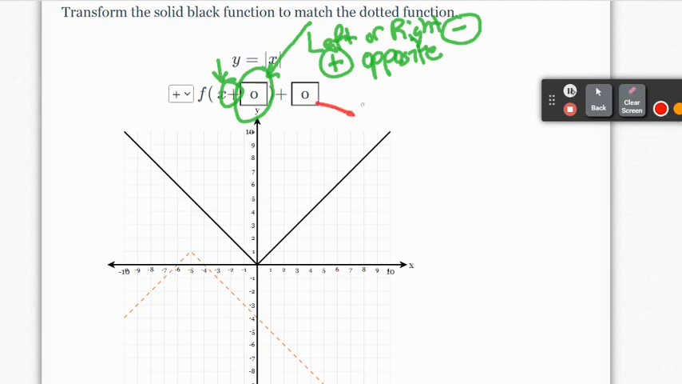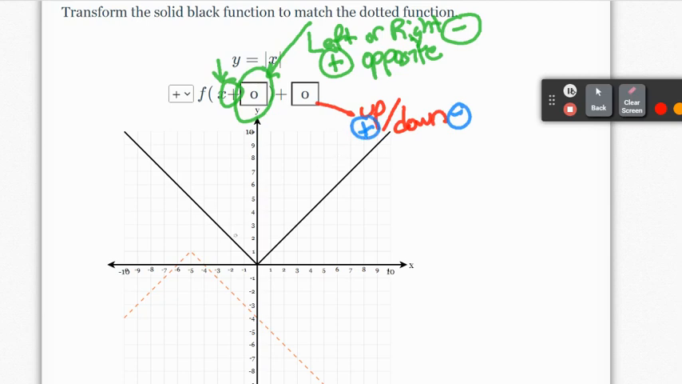Kind of bothers students, and that's the crusher of a lot of right answers, because we just have the sign wrong. But this number on the outside for functions causes a vertical translation, up or down. And that conveniently is exactly the way the sign works. So if you want to go up, you make it positive. If you want to go down, you make it negative.